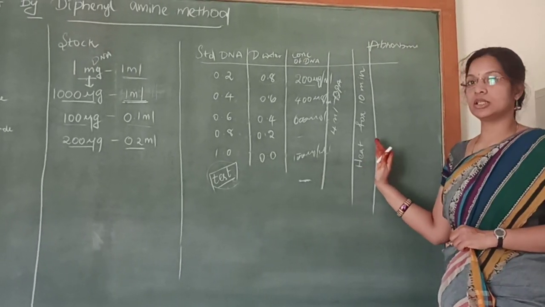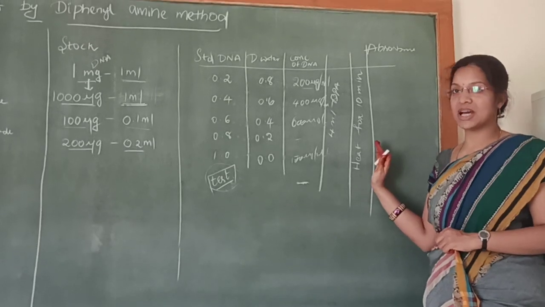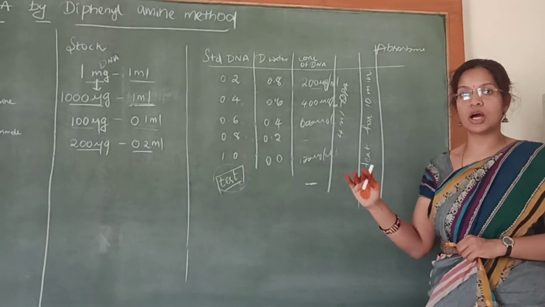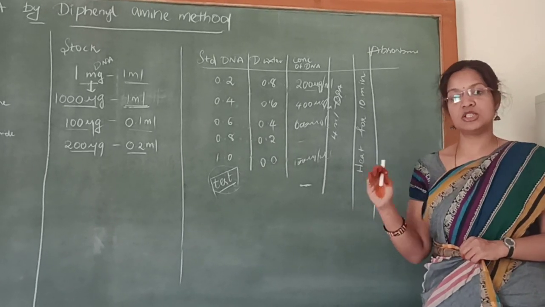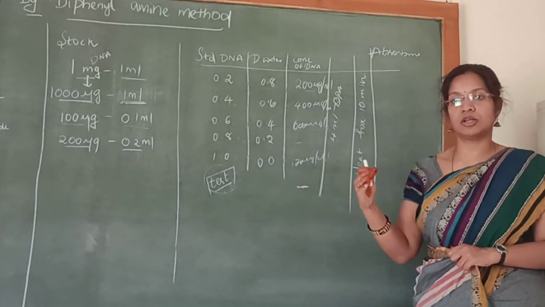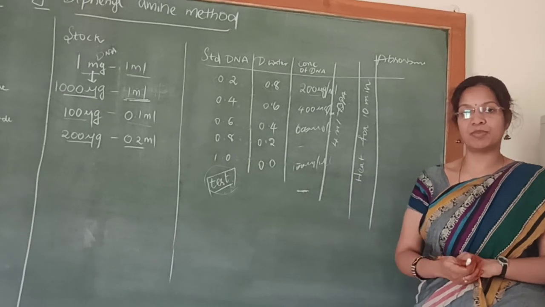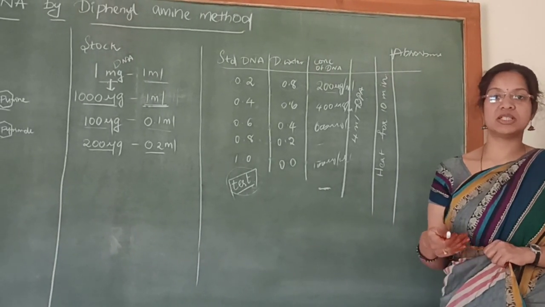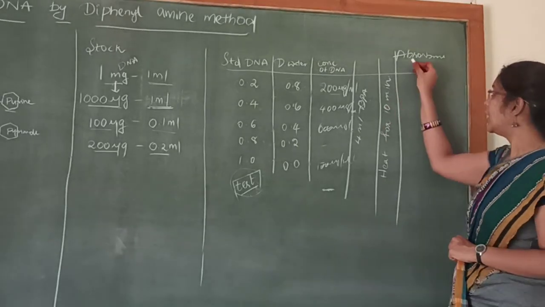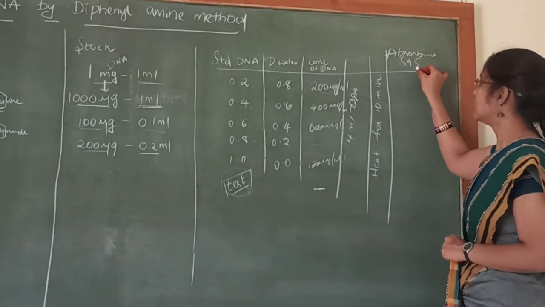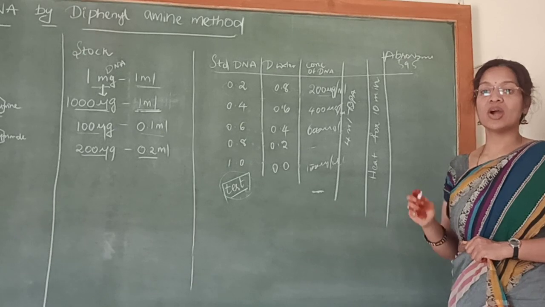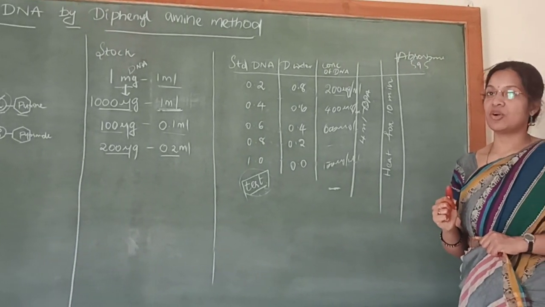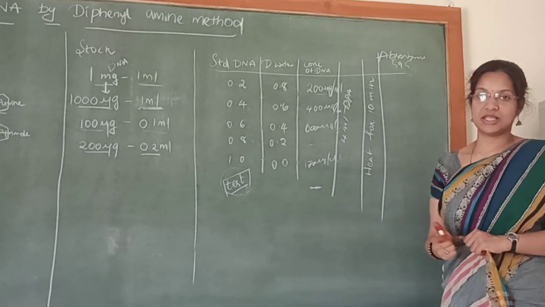After this boiling water bath step, you need to allow all the tubes to cool down for some time. Maybe 15 to 20 minutes it will take for all the tubes to come to room temperature. Then you are going to take the absorbance using a colorimeter at 595 nanometer. You have to set your colorimeter to 595 nanometer and you have to take the absorbance.